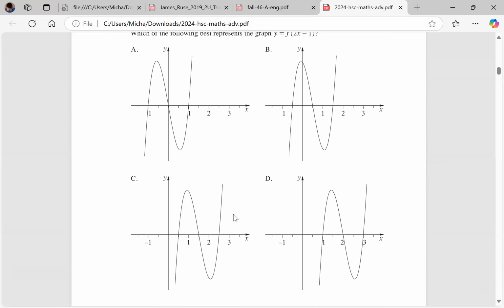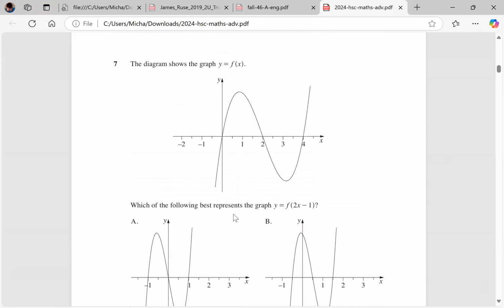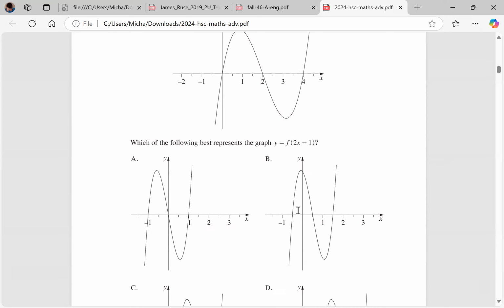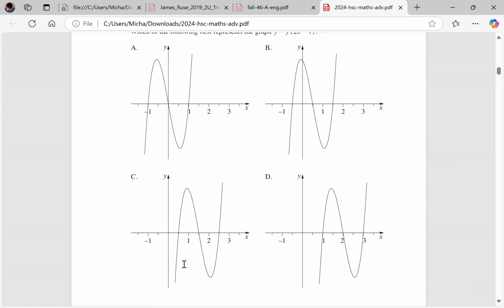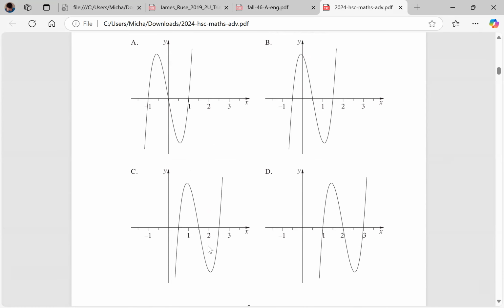Let's see. So you also want the 2 to output 0. So here, when x is like 1.5, that should be 0. See? Okay, so that's good. Maybe we should look at a difference between B and C.